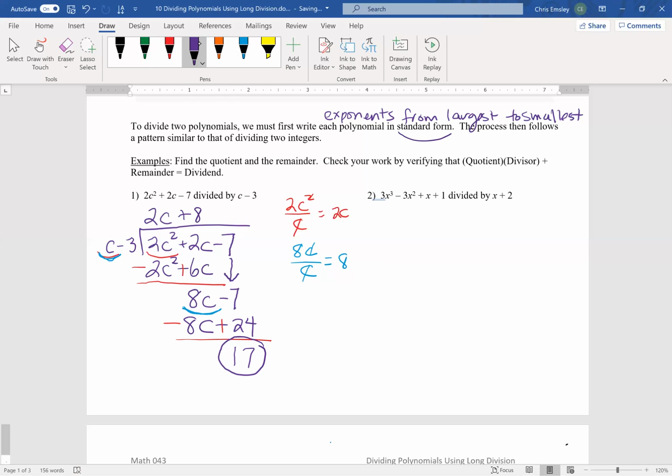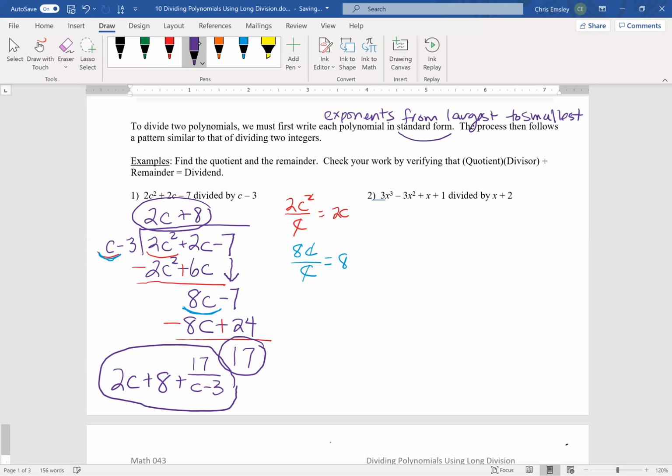So our answer, here is our quotient, that's part of our answer, and our remainder, that's the other part of our answer. And if we're asked to write that out as a single statement, it would be the quotient plus the remainder over the original divisor. So that's our first answer.